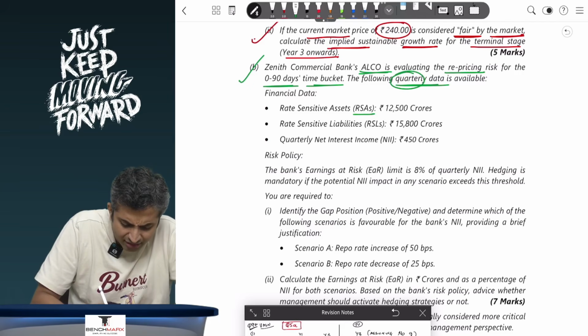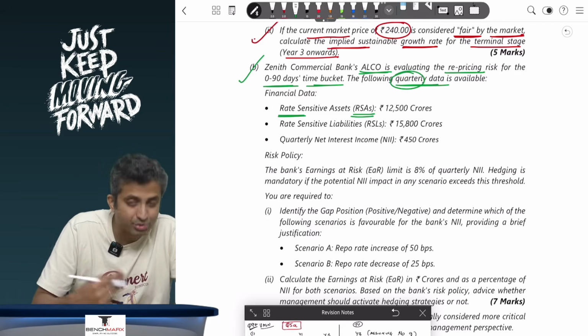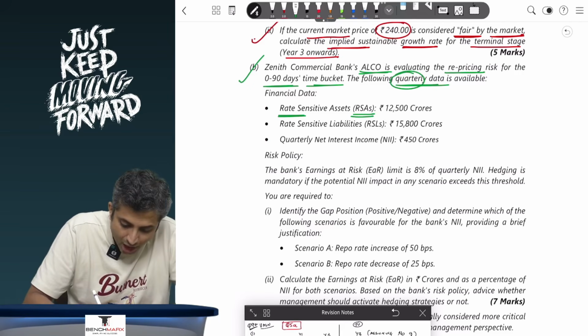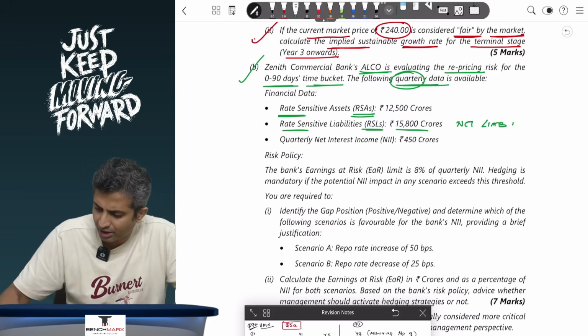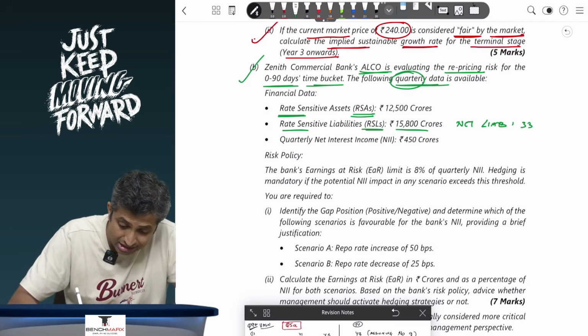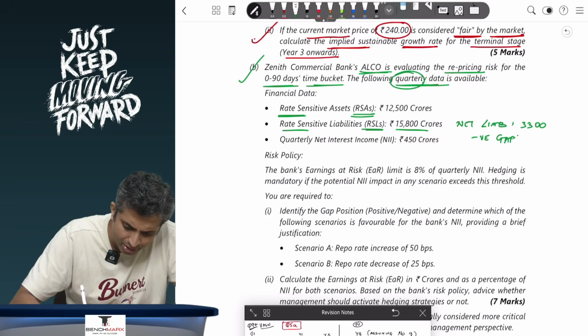The rate sensitive assets, these are rate sensitive, which means these are probably floating rate, are 12,500, and the rate sensitive liabilities are 15,800, which means there is a net liability of 15,800 minus 12,500. This comes to 3,300. This is a net liability. This is called as a negative gap.